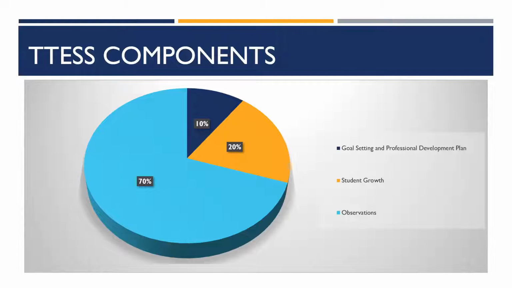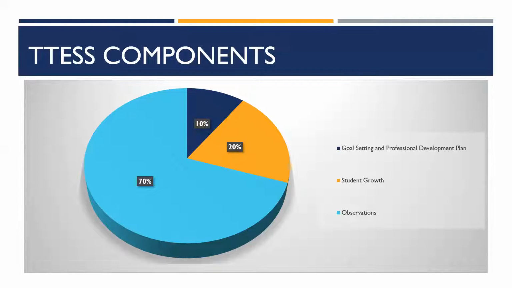Remember earlier I said VAM is not an option. That means that student growth cannot be derived from your STAAR test results. Student growth should be pre and post test. You give a test at the beginning of the year, you give that test at the end of the year and see if the students showed growth. Student portfolios are an option.